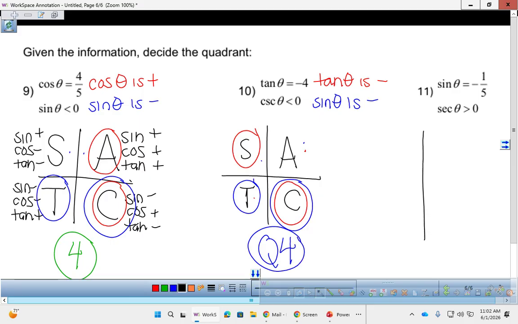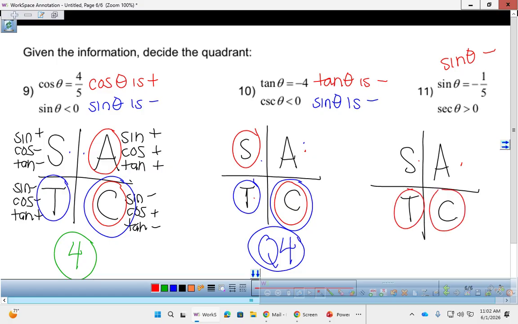All students take calculus. The first one is saying that sine of theta is negative 1/5. So it's saying that sine of theta is negative. Here's where it's positive, so the opposite is where it's negative. It's got to be either 3 or 4.